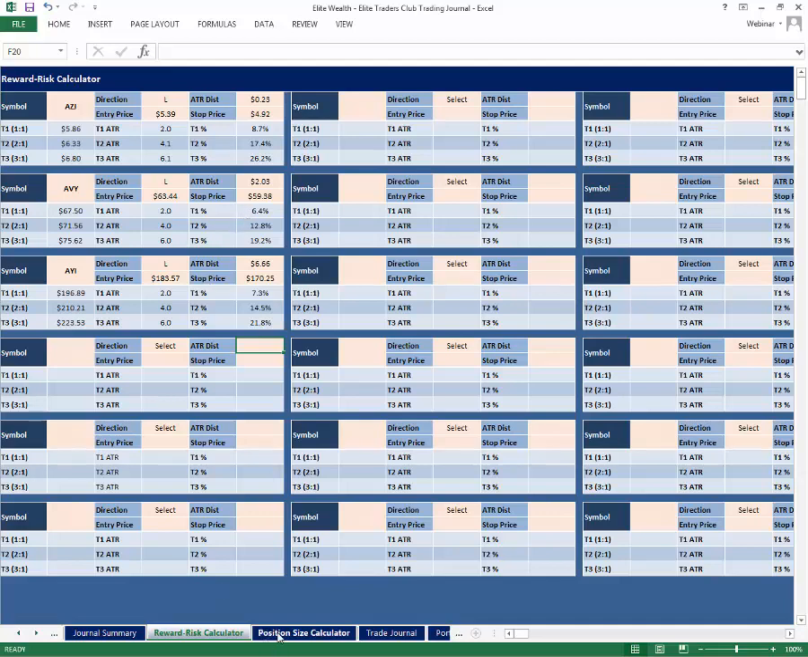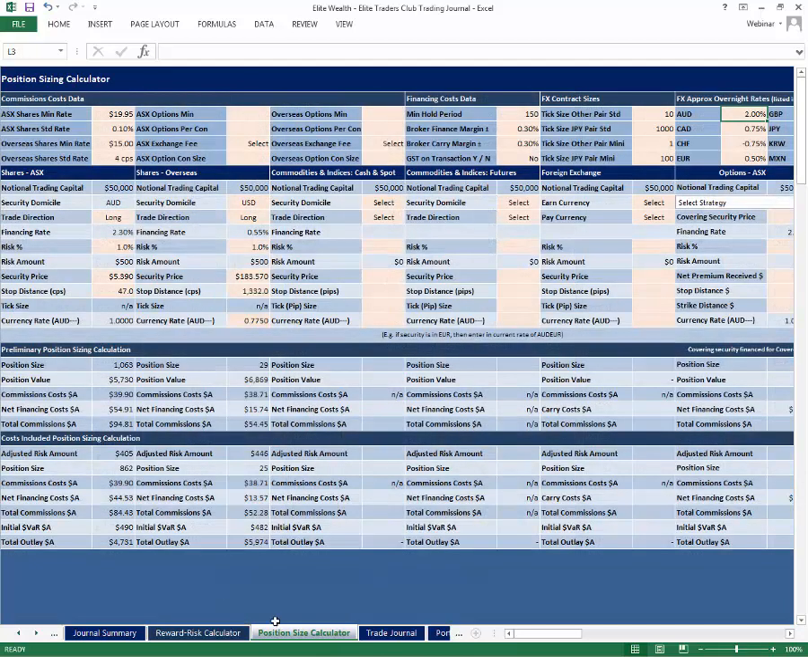Next page is our position sizing calculator on there. We've got this all set up, ready to go. When we start trading, all we're doing on here is selecting the direction of the trade. We've already put in our market risk. We're just putting in two values on here.